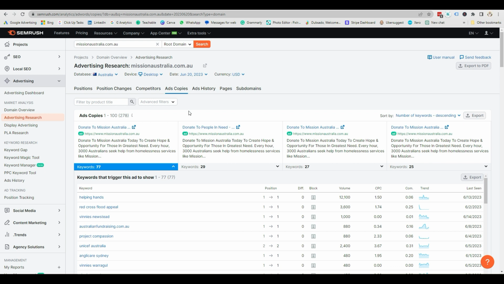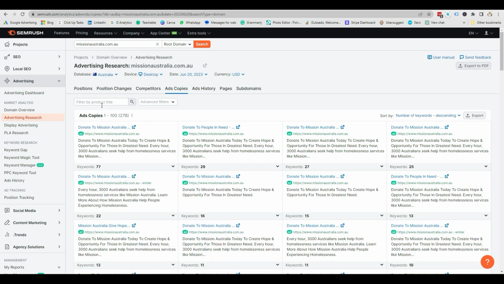You never want to just make up ads as you go, because we really want to base it off of something that we already know. And in this case, we already know that this advertisement is working for Mission Australia because they're utilizing it for 77 keywords. So try to go for ads that have a high amount of keywords attached to them so that you can see exactly what's working for another organization.